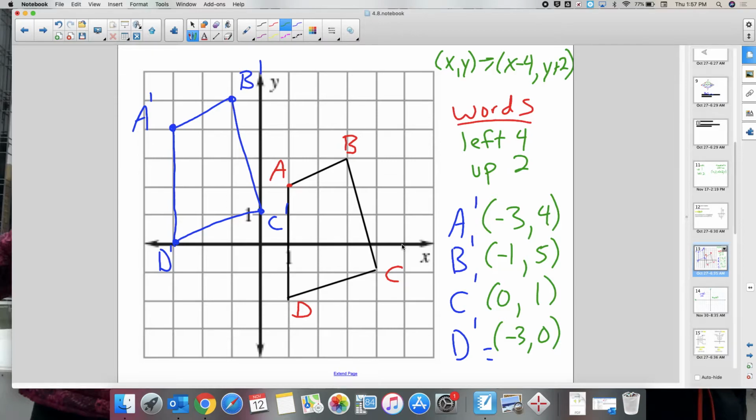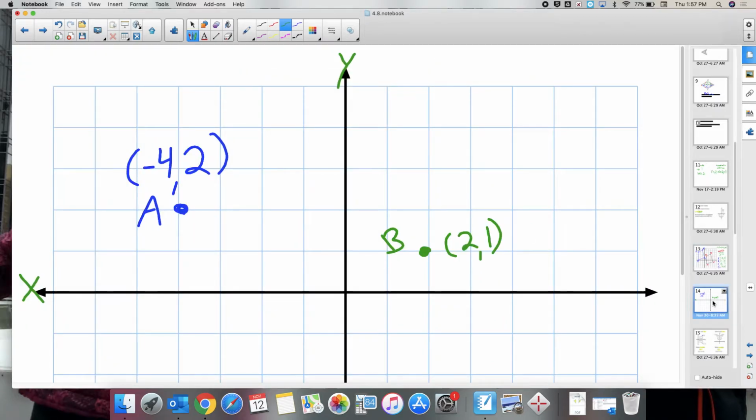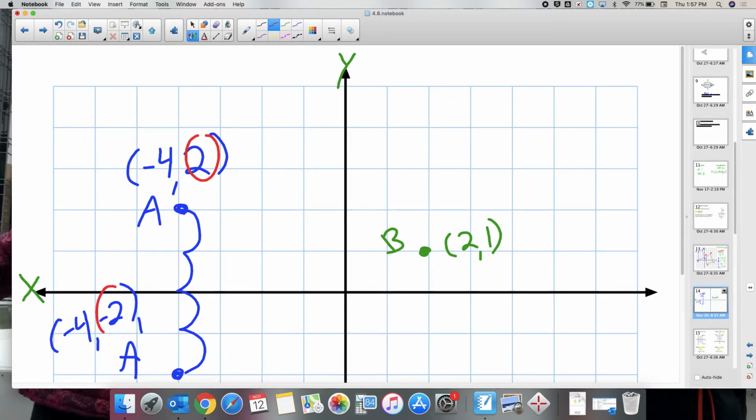For a reflection, okay? For our reflection, I want to talk about that real quick. So if I take point A and I reflect it in the x-axis, right now I am 2 units up from the x-axis, so we would end up 2 units down from the x-axis. There's where A prime would be. At that point, (-4, -2). So when we go over the x-axis, the only thing that changes is the sign of my y value.